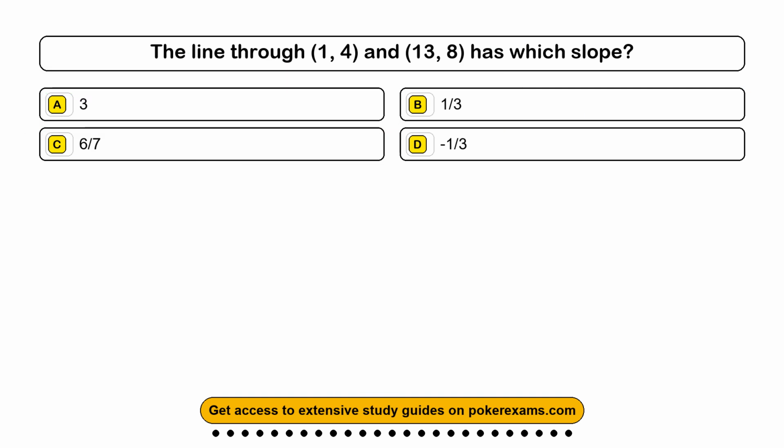Question 13. The line through 1, 4, and 13, 8, has which slope? Option A, 3. Option B, 1/3. Option C, 6/7. Option D, -1/3.